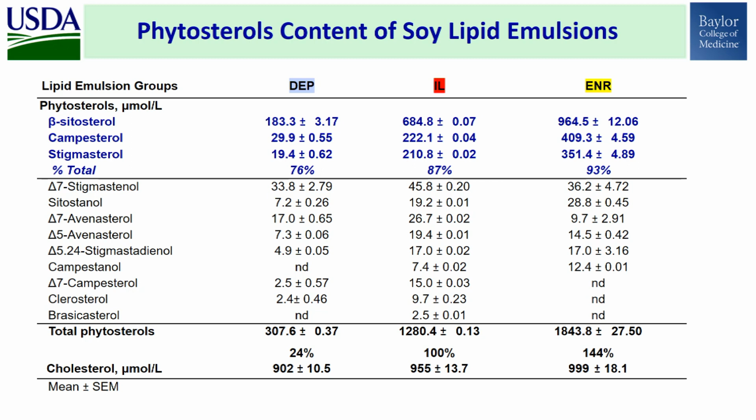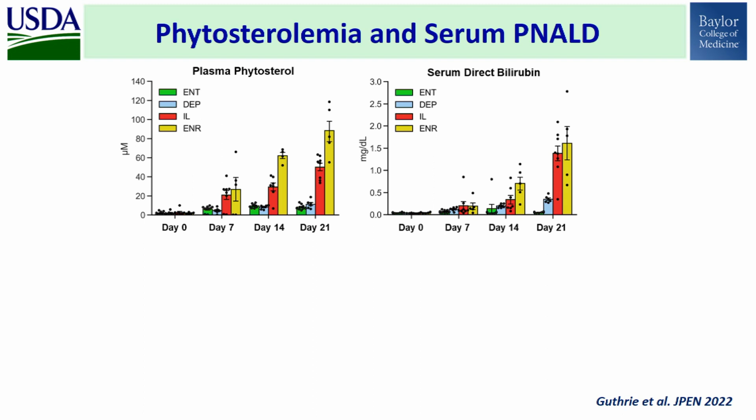So we were not able to completely deplete phytosterols from the soy-based emulsion, and this I think is one of the challenges going forward with this approach. The concentration was quite high in the Intralipid group. It was around 1280 micromolar, and then it was about 144% of control in the enriched group. Another important thing to note is that the cholesterol content of the emulsions was not substantially different, about 10% higher in the enriched group.